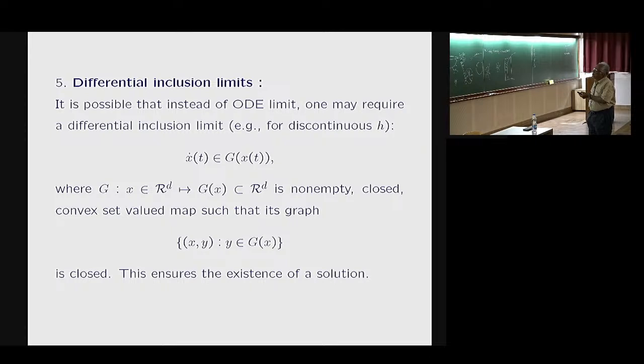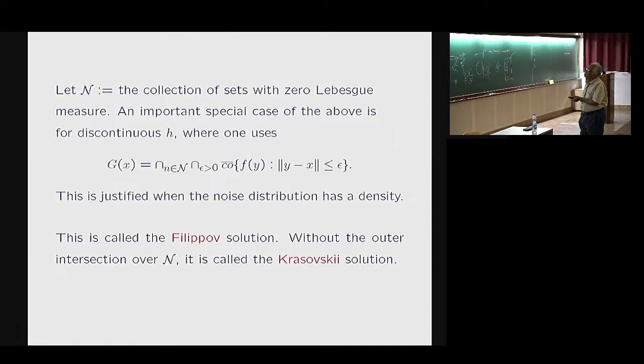And you have to assume that this is not too much to demand generally. It's a non-empty closed convex. Actually, I should have said compact convex set-valued map, so that this graph is closed. Yes, I should have said non-empty closed bounded convex set-valued map. Then that will ensure existence of a solution, but of course it can have multiple solutions.